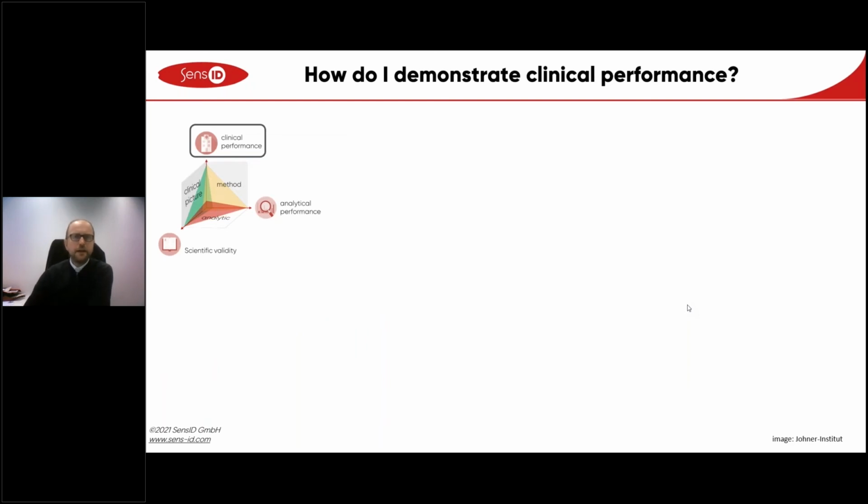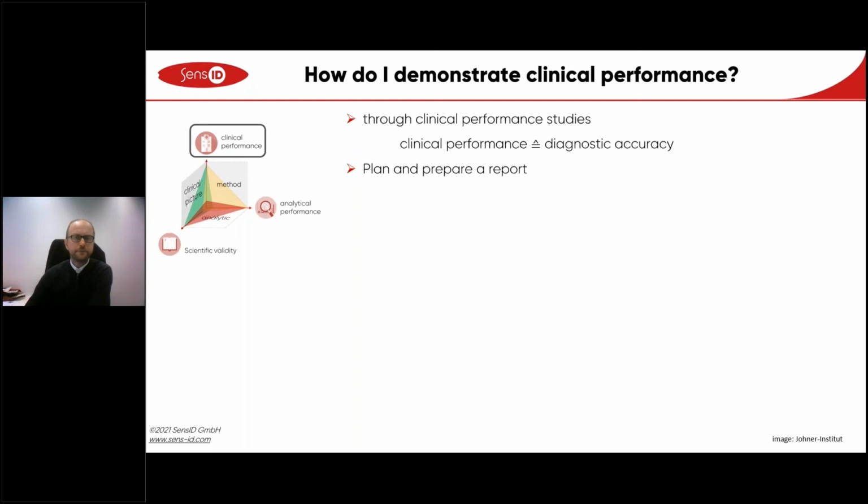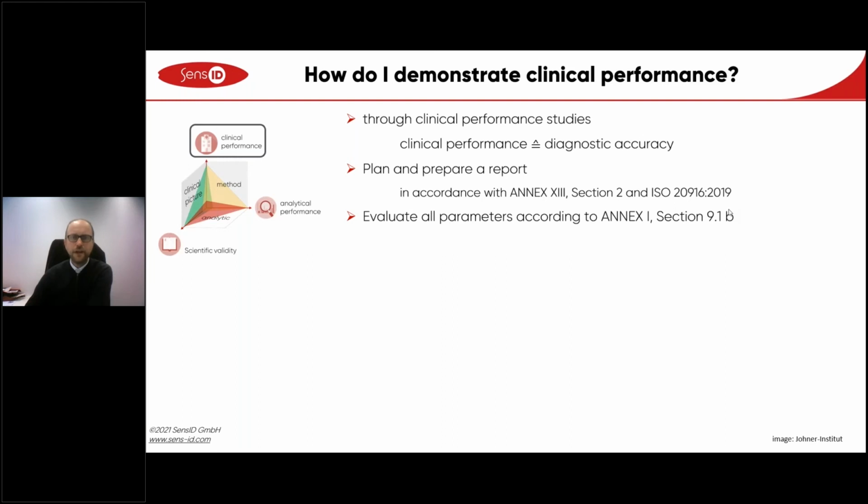So how do you demonstrate clinical performance? Well, you should do that, of course, through clinical performance studies. And in this, clinical performance equals the diagnostic accuracy. You should plan and prepare a report in accordance with Annex 13, Section 2 and ISO 20916. You have to evaluate all parameters according to Annex 1.